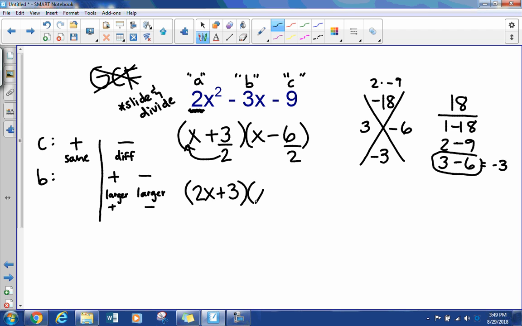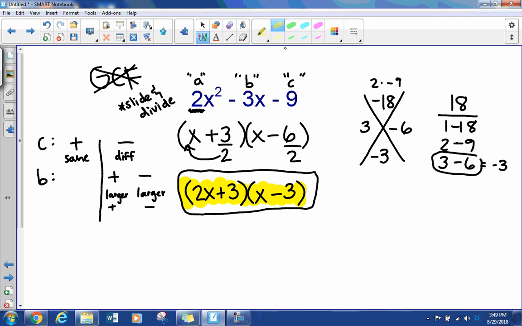Now I'm done. These are the correct factors that I needed, and you can double check by multiplying everything back out, but at the very least notice that 2x times x does make 2x squared like it should. So without necessarily needing to multiply the whole thing back out, I can say I feel pretty confident about those two factor pairs.